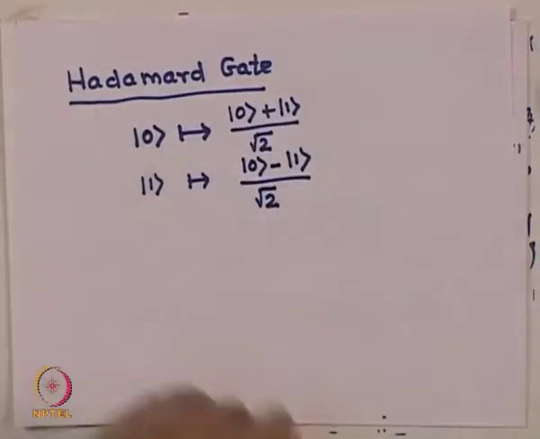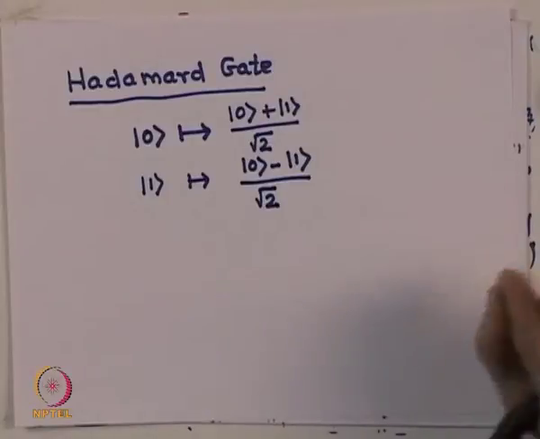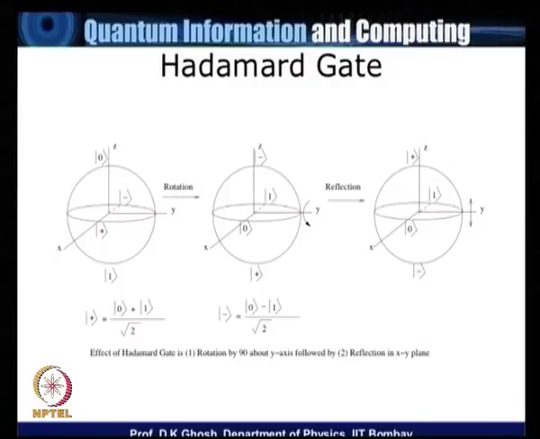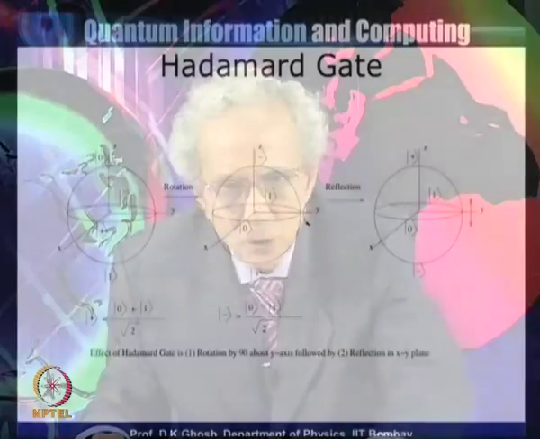Now this is known as the Hadamard gate, and let me explain pictorially what the Hadamard gate stands for. The first thing you have to realize is, this is there in the picture, but let's look at it. The Hadamard gate corresponds to a rotation, first a rotation by 90 degrees about the y-axis, followed by a reflection. But before I explain this particular diagram, let us recall our representation on a Bloch sphere.